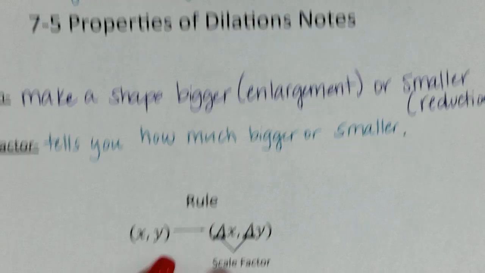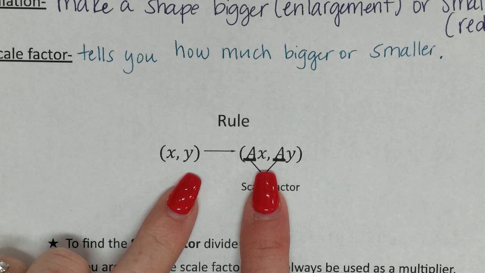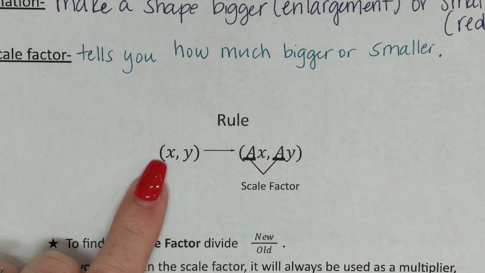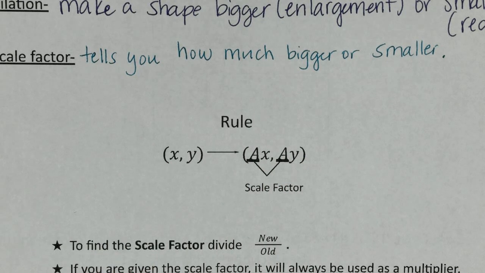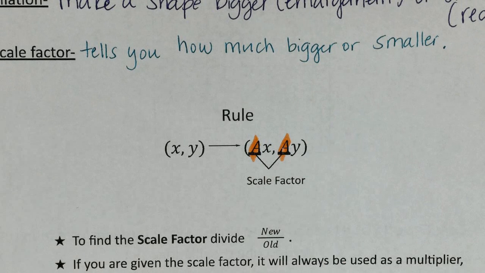All right, let's look at the rule. You remember we've been learning rules for transformations, right? This rule is super easy. You take the x and y and multiply it by the scale factor. So your job today is going to be to find the scale factor, that number.